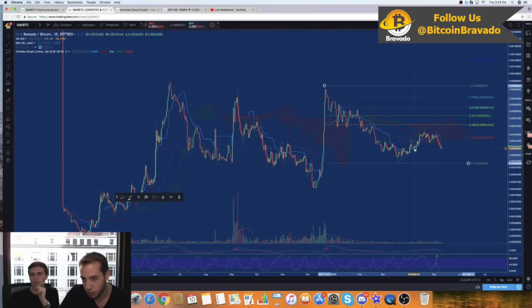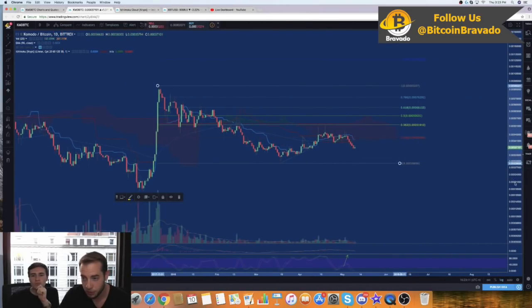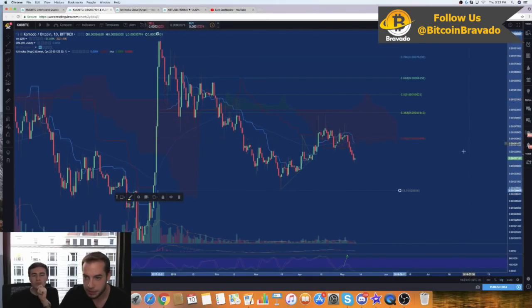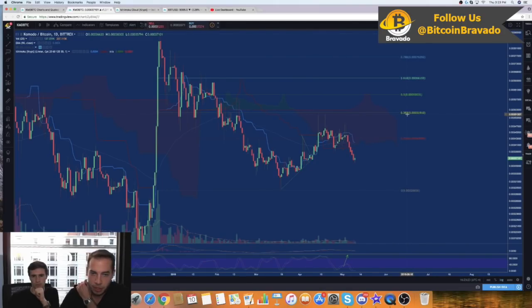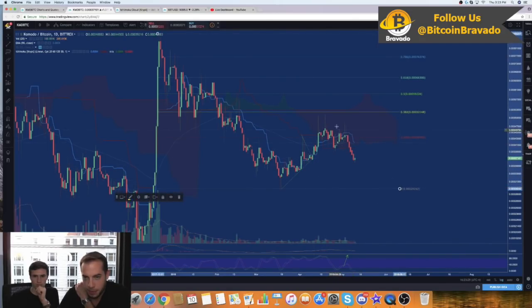If we're making an entry in this, after it came up, where we originally looked to make an entry when we first shared KMD with you guys, we made an entry right here as it broke out of this triangle. And what we used as our profit taking target was the 382 fib level. Depending on how perfectly you draw this line, it basically was rejected at that level.